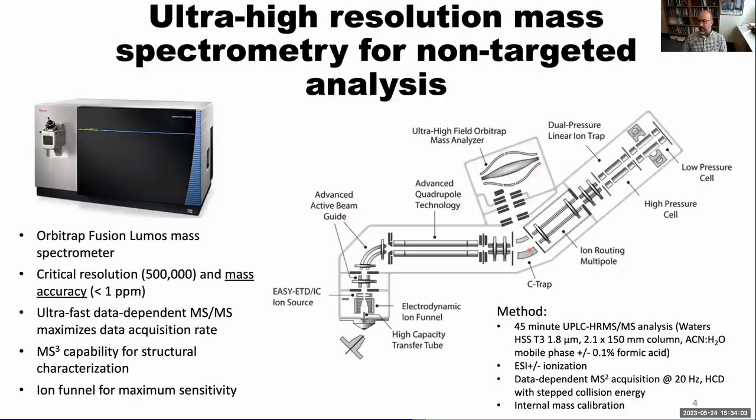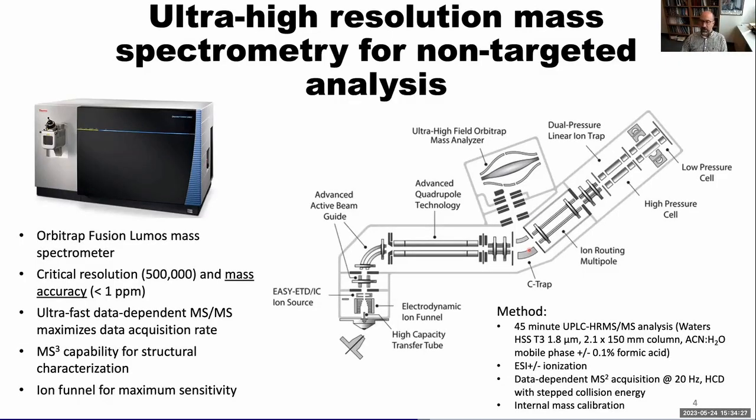Okay, so I don't want to talk a lot about the instrumentation that we use, but I will say that the linchpin for doing non-targeted analysis of environmental contaminants is also very much the same linchpin for doing metabolomics assessment in exposomic studies. And this is ultra-high resolution mass spectrometry. And so this is instrumentation.